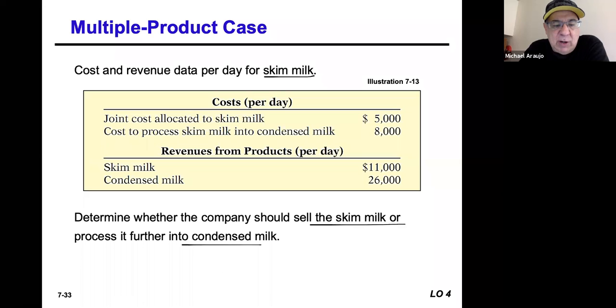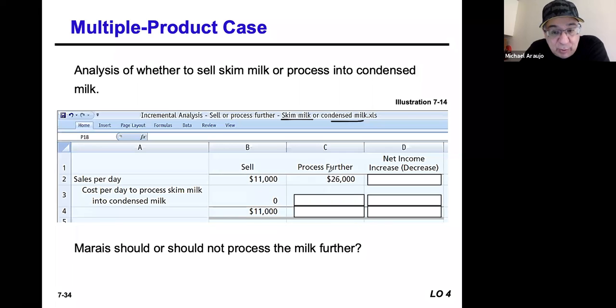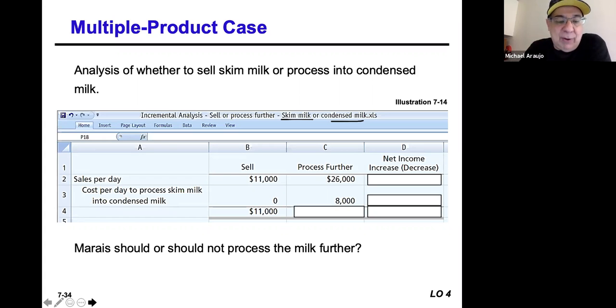So we do our incremental analysis comparison. We show that if we just sold the skim milk as is, we wouldn't incur any additional costs. And so we would have a profit of $11,000 just by selling the skim milk. If we process the skim milk further into condensed milk, our sales would go to $26,000 from $11,000. So it's a pretty big jump. Well, what about the extra cost? Well, our incremental costs would go up by $8,000, which means that we would have an $18,000 profit if we continued the process and produced condensed milk from the skim milk.